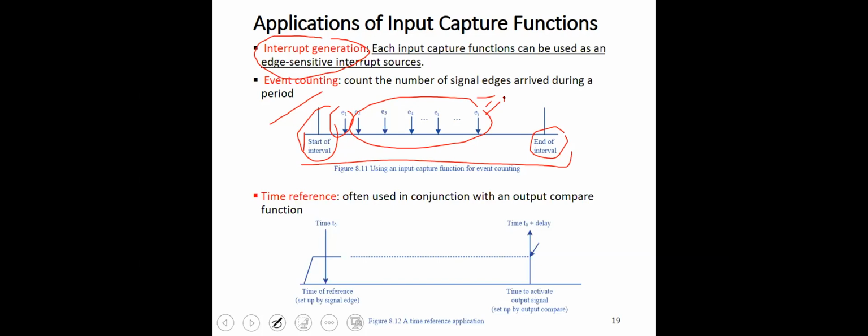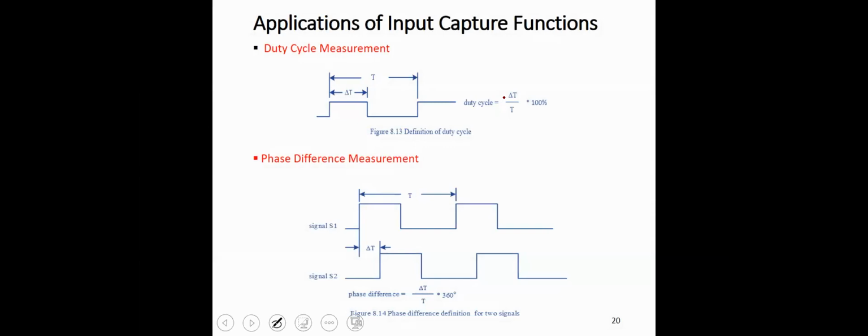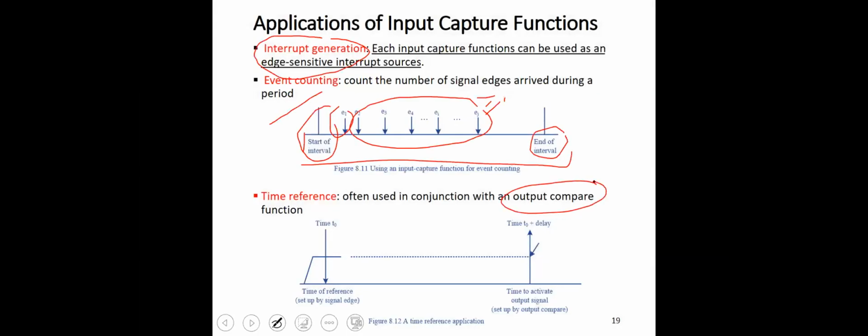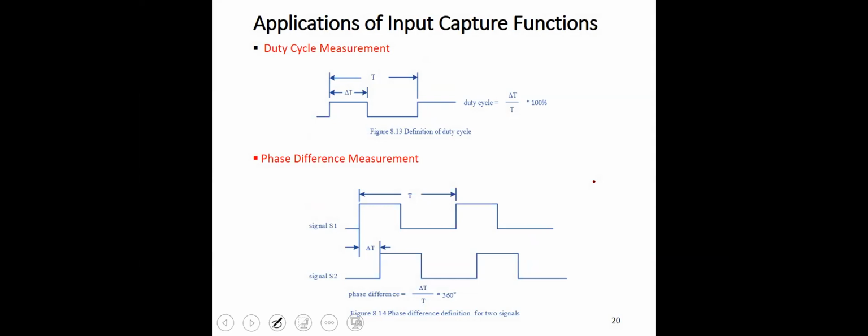And there are many other applications, like the time reference, which is used in conjunction with output compare, which we will cover later. Duty cycle measurement: you measure the duration of this pulse, then you measure the period, and then you compute the duty cycle, which is basically the on time divided by the period. This is the definition of the duty cycle.